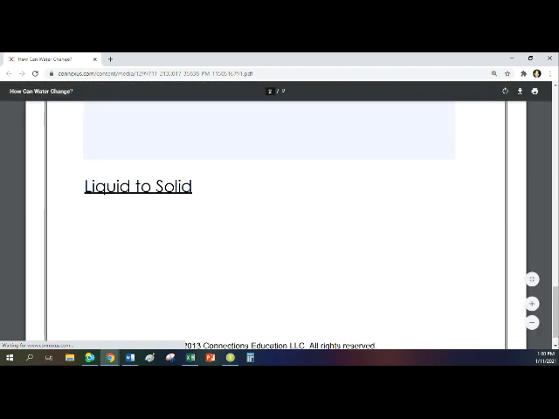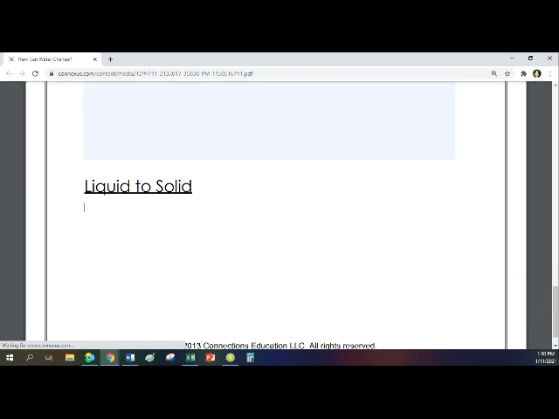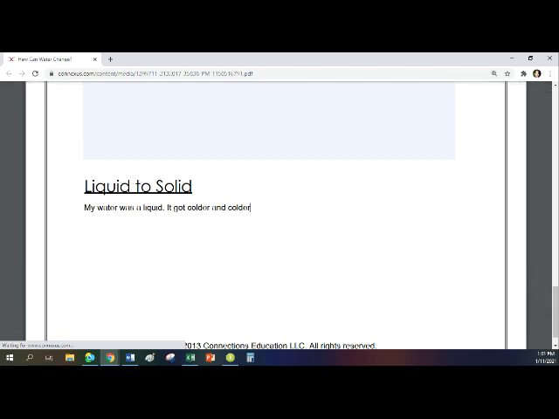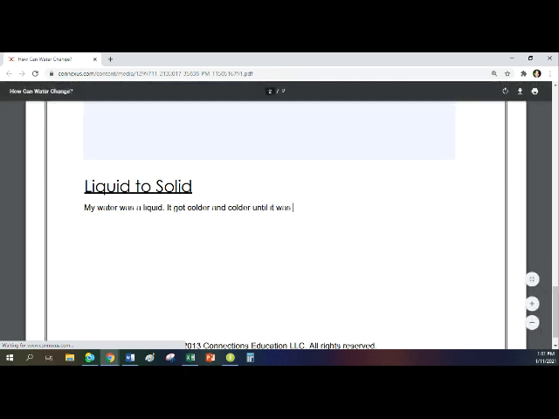We're not done. Liquid to solid. So now we're going backwards. Remember, we're starting with our water again, and it's liquid form in a glass, and we're switching over to solid. So my water was a liquid. It got colder and colder. Remember, when it's a solid, it's in a frozen state. So my water was a liquid. It got colder and colder until it was frozen. It turned into ice. Ice is a solid.